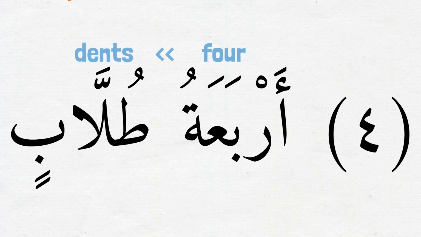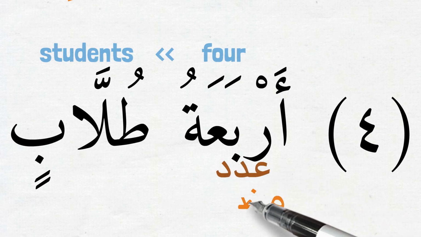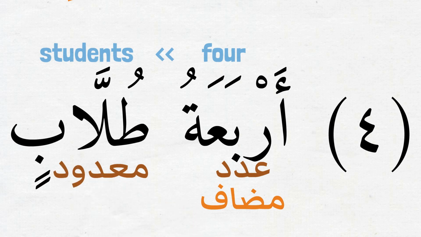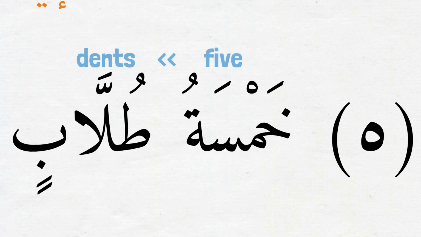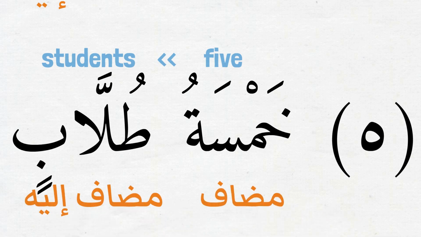Similarly, 4 students will be أربعة طلاب. أربعة is 4, so the عدد is أربعة, which is functioning as مضاف, and طلاب is معدود, which is coming as مضاف إليه. Together, أربعة طلاب means 4 students. 5 students is خمسة طلاب. خمسة means 5, it is مضاف, and طلاب is مضاف إليه.